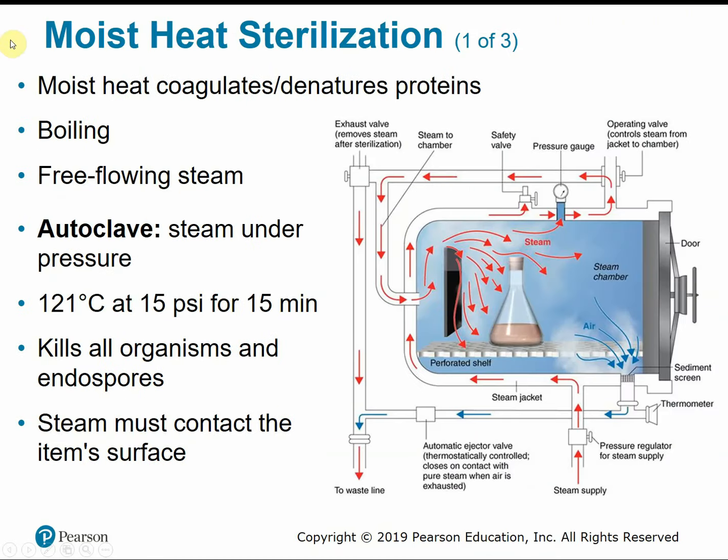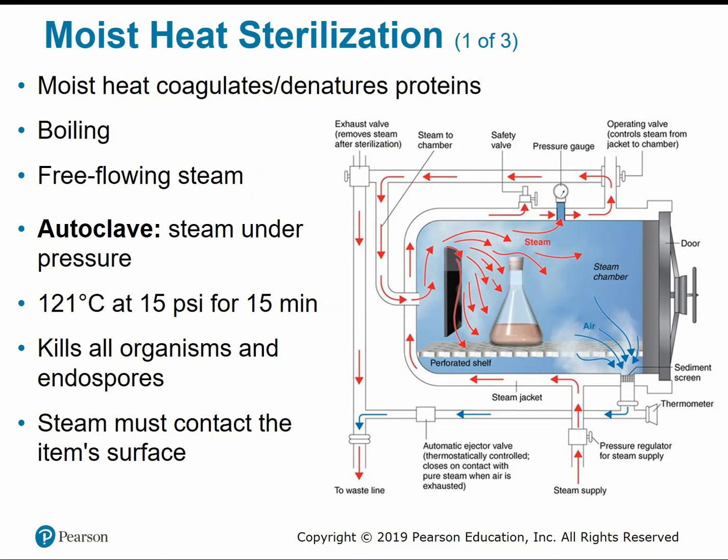We can also use moist heat sterilization for microbial control. Moist heat works by coagulating and denaturing those proteins. Boiling is one method we could use to sterilize surfaces and objects. We can also use free-flowing steam. If steam's hot enough for the water to evaporate, those high temperatures can denature the proteins of any microbes.